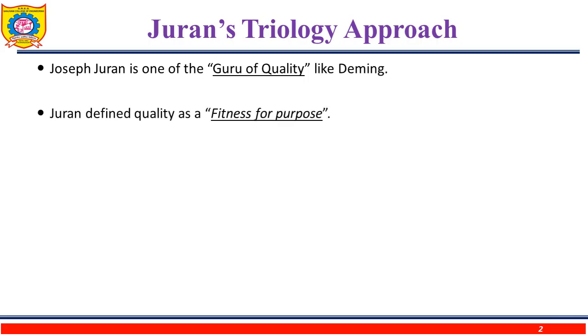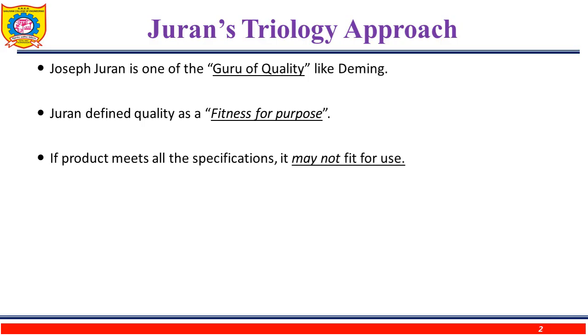So Juran defined quality as fitness for use or purpose. This is the statement given by Juran regarding quality. If a product meets all the specifications, it may not be fit for use. It depends upon whether the product is suitable for the particular application or not.